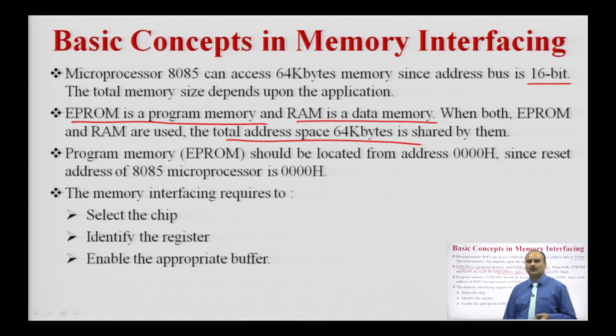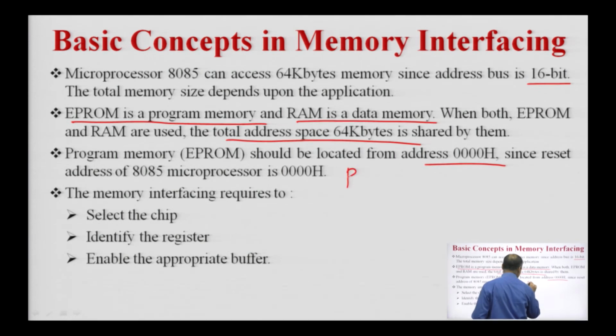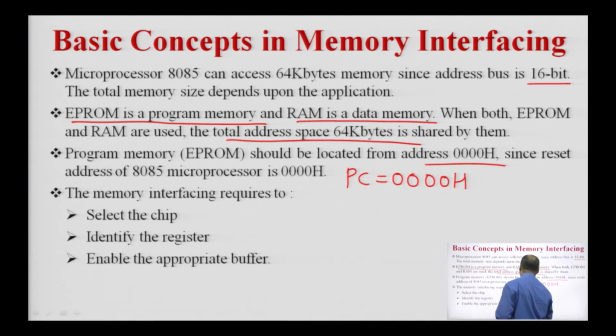Program memory should always be located at address 0000H, because whenever we reset the microprocessor based system, the content of the program counter becomes PC equals 0000H. So, it will start the execution of the program from this particular memory location having address 0000H. That is why EPROM is always located at this particular memory location 0000H.